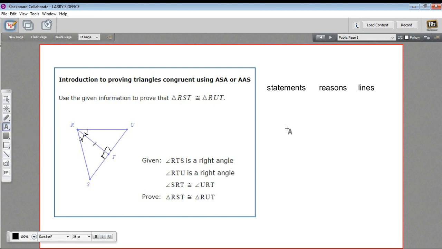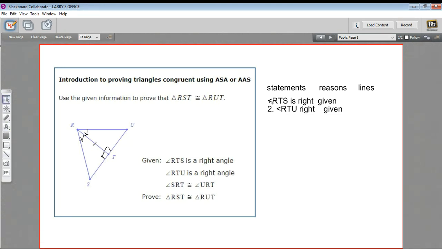First place to start, I think, is with the given statement about these two 90-degree angles. So we're just going to put angle RTS is right, given, and angle RTU is right, and that's also given. And let's see, I suppose we should number these as well. Let me take care of that. So lines 1 and 2 show that these angles are right angles because we've been told that. That's given information. Now we actually have to go a step further and explicitly state that they're congruent.